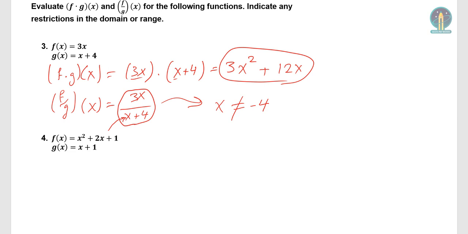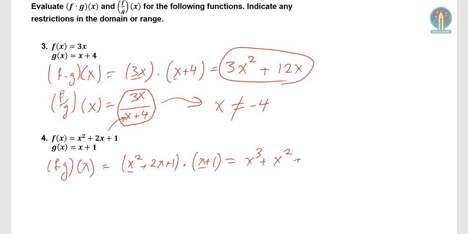Okay, last exercise, we have f times g of x is equal to x squared plus 2x plus 1 times x plus 1, which gives us, so x squared times x is x cubed plus x squared times 1 is x squared plus 2x times x is 2x squared plus 2x times plus 1 is plus 2x, and then so plus 1 times x is x, and then plus 1 times plus 1 is plus 1.